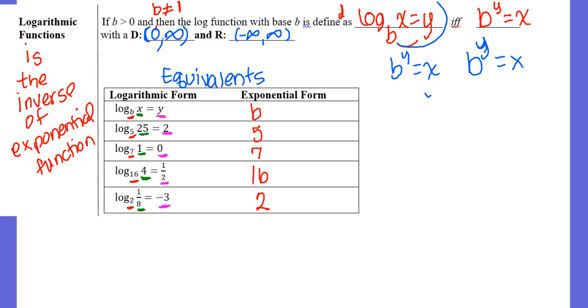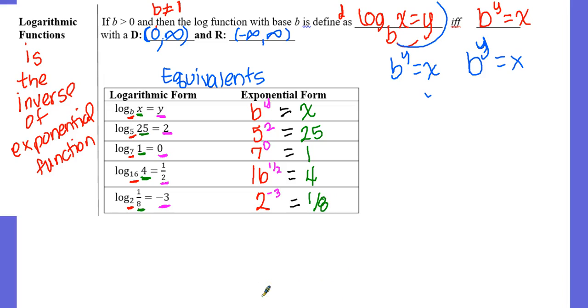Then I'm going to pick up my pink because I'm going to make all of my y's switch sides and move up to the exponent. So that's b to the y, 5 squared, 7 to the 0, 16 to the half, and 2 to the negative 3. And I'll go with my pencil and just put in equal signs. Then I'll switch to my final color and put my x's in. So equals x, equals 25, equals 1, equals 4, and equals 1/8.